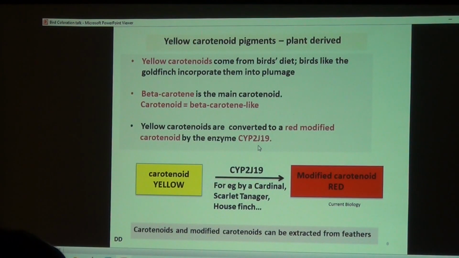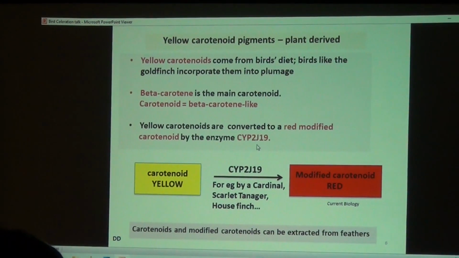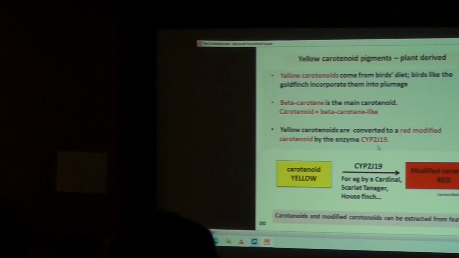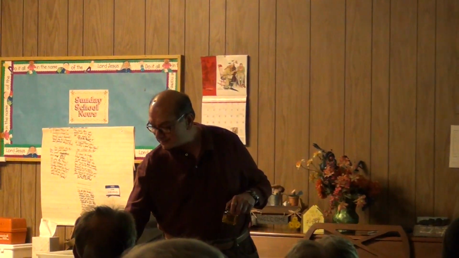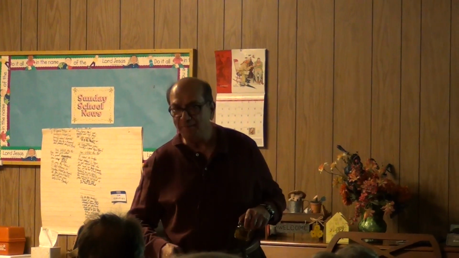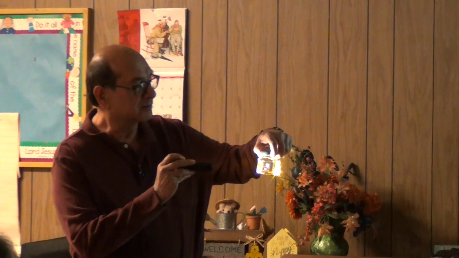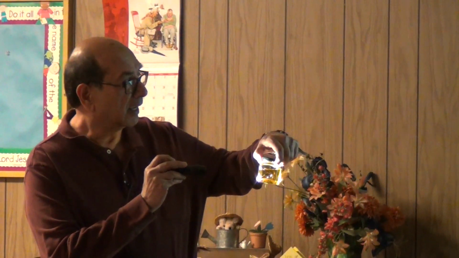Now, I bought a little packet of beta carotene. It comes from an algae, and I dissolved it in some rubbing alcohol. You can see it made a yellowish solution, and so this is beta carotene, but something very closely related to this is present in goldfinch plumage.